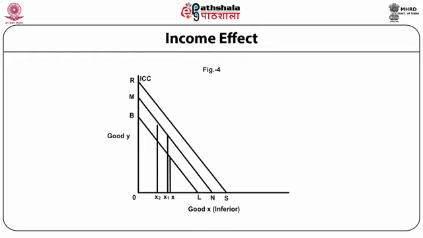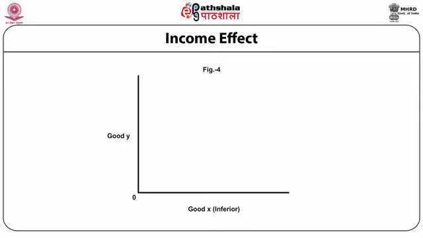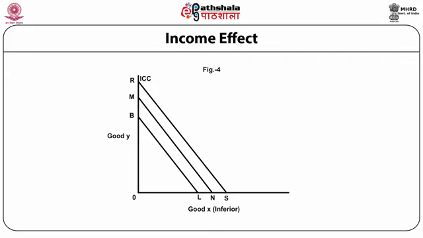In this figure, income consumption curve bends toward y-axis, which represents that when the income of the consumer increases, consumption of good X falls. So, we may say that good X is inferior good because the demand for good X falls with increase in income of the consumer. Similar diagram can be drawn if we consider good Y as inferior, but in this case, income consumption curve will bend towards x-axis. Now let's talk about substitution effect.